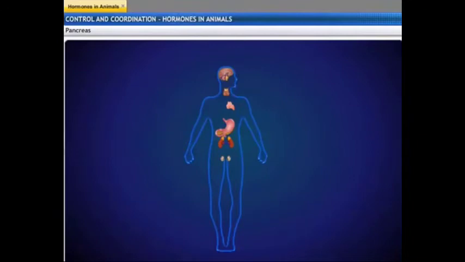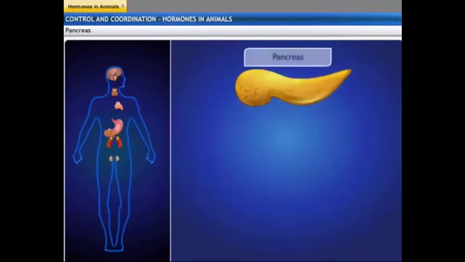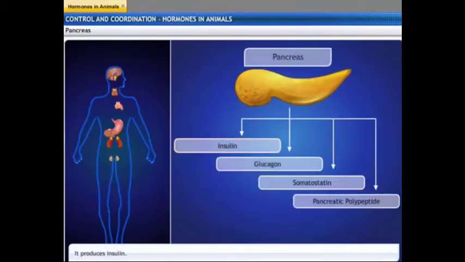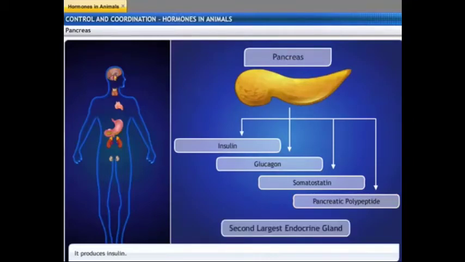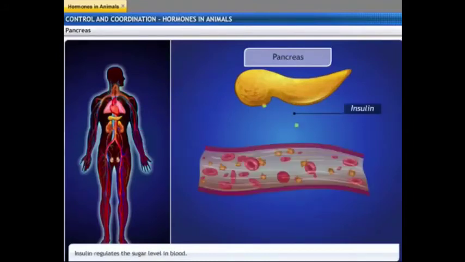The pancreas is located just below the stomach within the curve of the duodenum and secretes hormones such as insulin, glucagon, somatostatin, and pancreatic polypeptide. It is the second largest endocrine gland. Insulin regulates the sugar level in our blood.